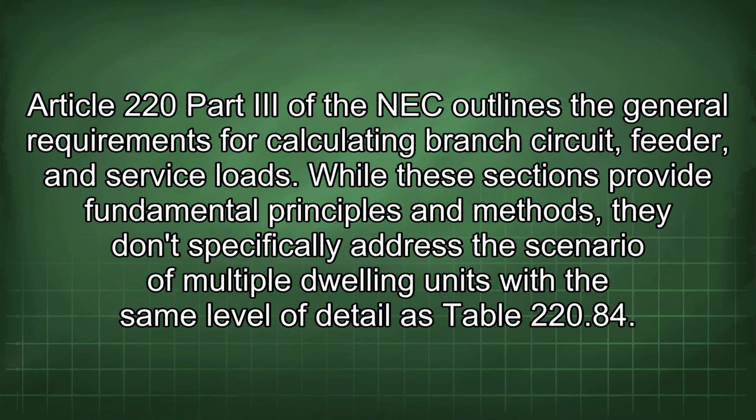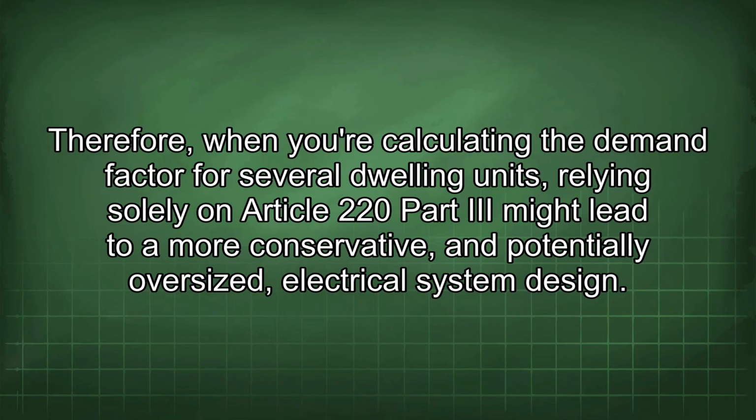Article 220 Part III of the NEC outlines the general requirements for calculating branch circuit, feeder, and service loads. While these sections provide fundamental principles and methods, they don't specifically address the scenario of multiple dwelling units with the same level of detail as Table 220.84. Therefore, when you're calculating the demand factor for several dwelling units, relying solely on Article 220 Part III might lead to a more conservative and potentially oversized electrical system design.